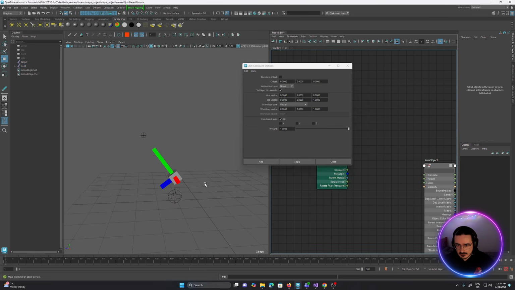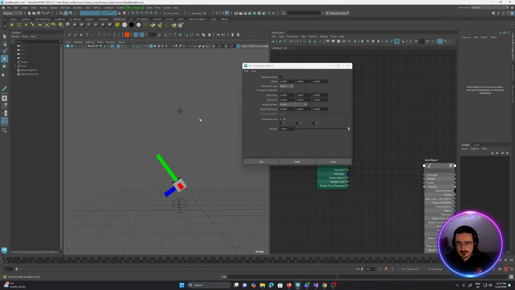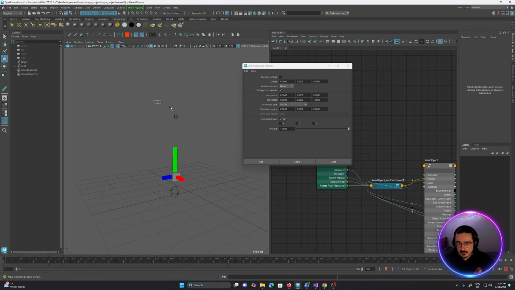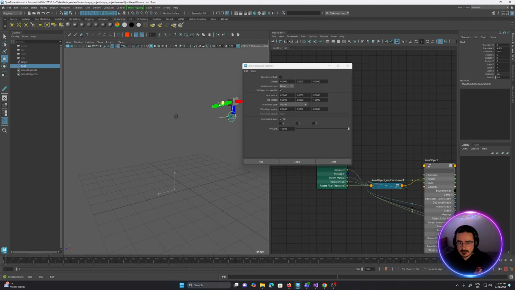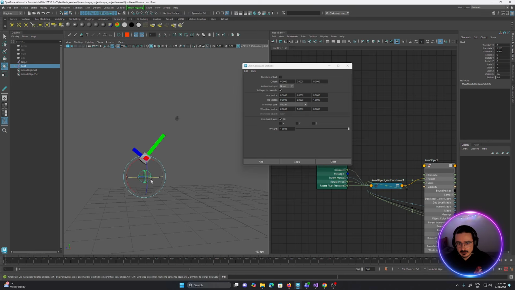Let's delete the constraint. And if I set the world up vector to 0 vector, that would give me a result that I am looking for. Let's apply. And now we can see that we can aim my object freely toward the target. I have my twist and I don't have any flips anymore.